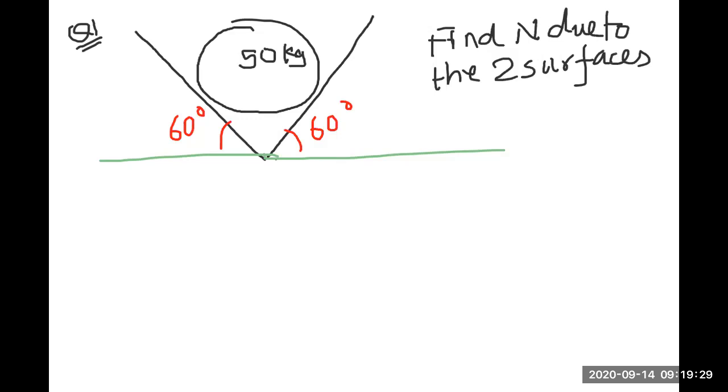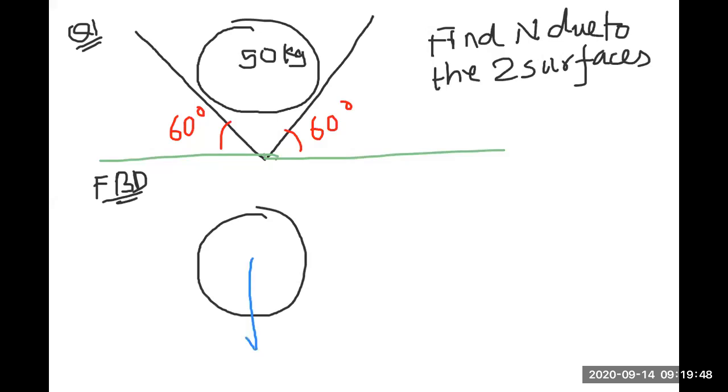So now I'm going to draw the FBD for the 50 gram object, and the FBD would be something like this. Yeah, I've drawn the sphere without anything in the surrounding. And then for the forces, I just write due to Earth, there must be 50 g. Due to this surface, there must be N1. And due to the right surface, there must be a force of N2.